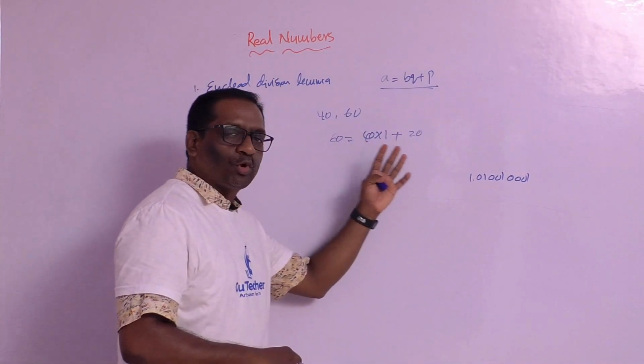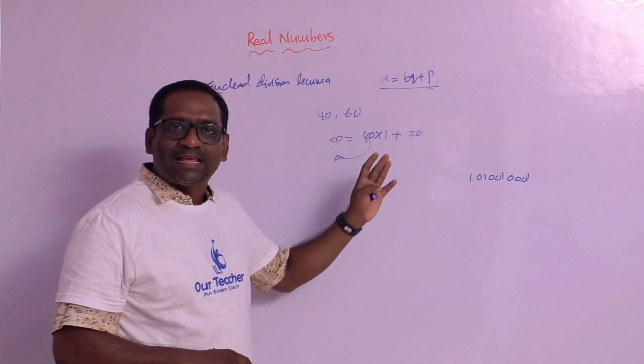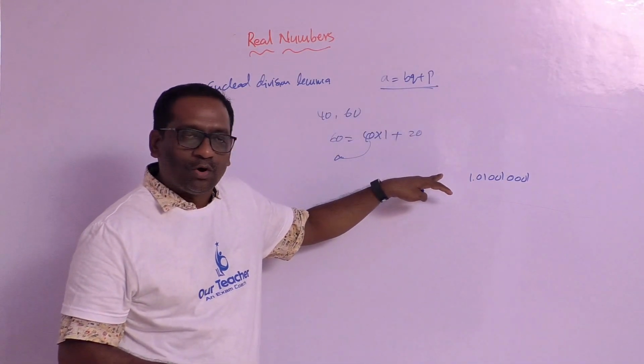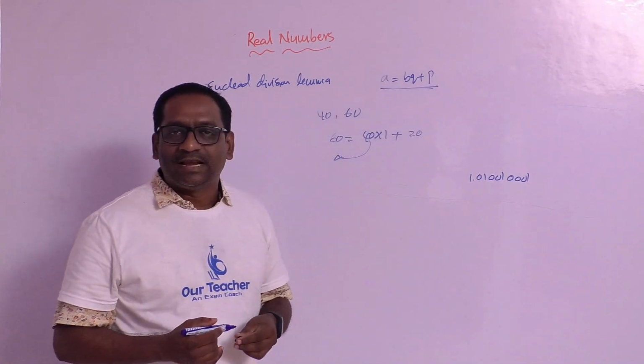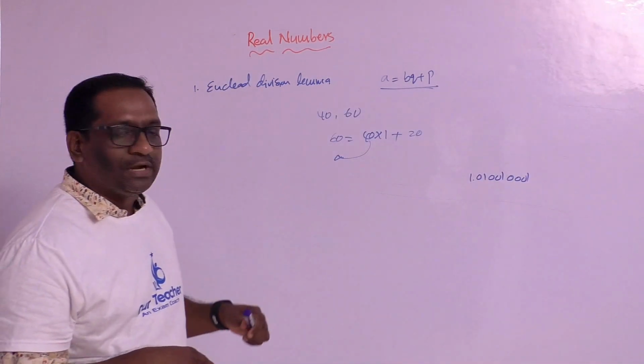If you repeat this procedure, now we will consider this 40 here. The next number we again split in the same way. Where you get 0, that value will be considered as the GCD. So this is with the help of Euclid division lemma.